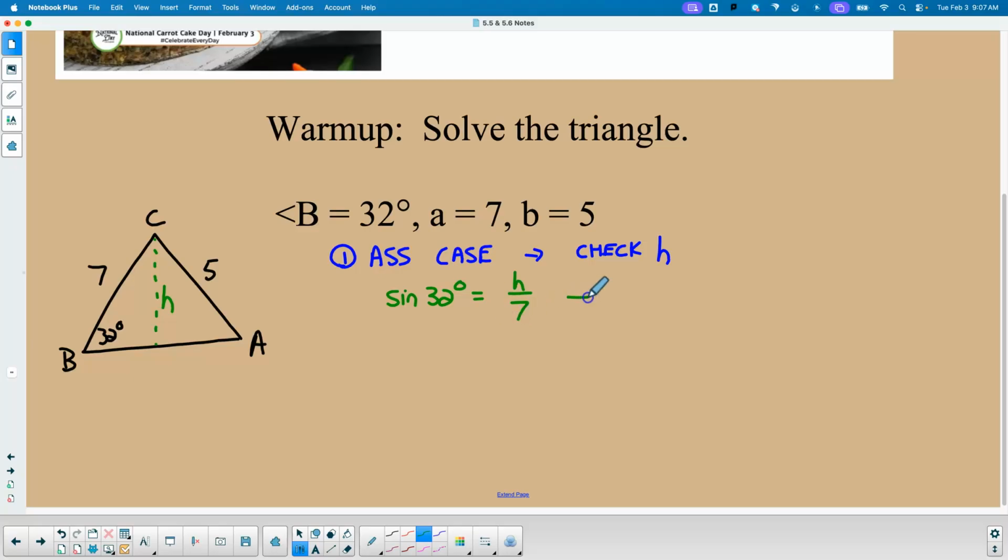So that means then that my height is 7 sines of 32 degrees. So that means then that my height is 3.709. So because the opposite side is bigger than the height, that means what? 2 triangles. Yep.